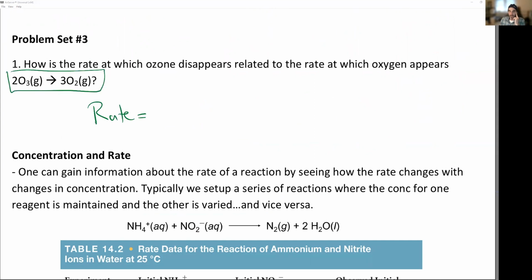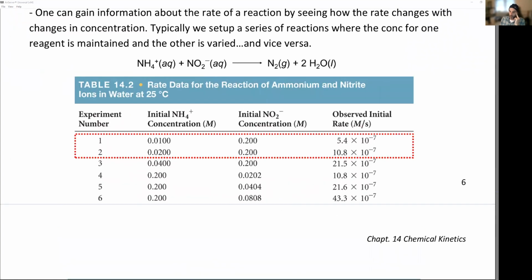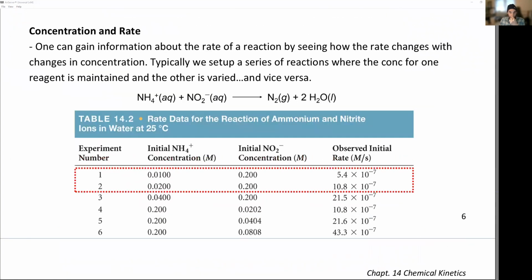We'll cover this in class. When we are looking at concentration and rates, because concentrations are involved in the rate laws, we have to think about these. First of all, changing the initial concentration is going to give us a set of rates. So here we have this overall reaction that we're running.